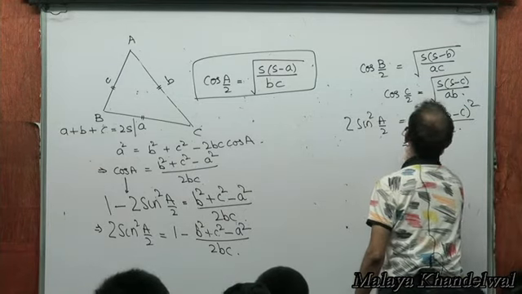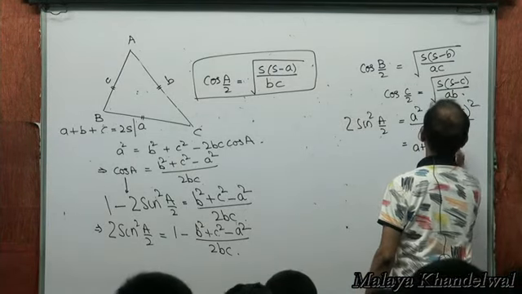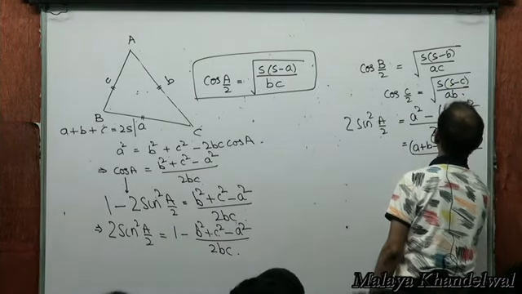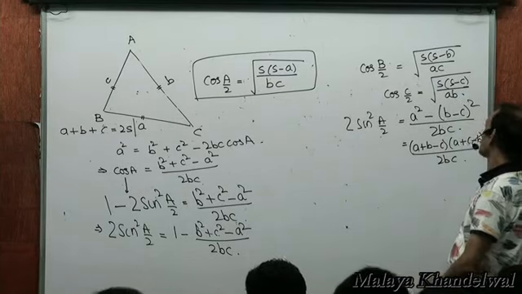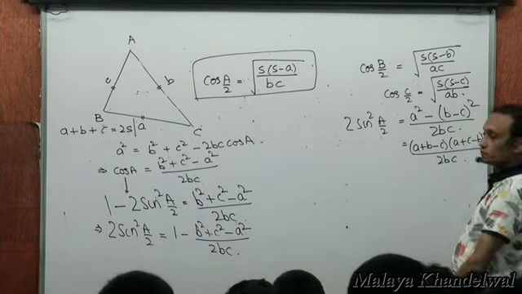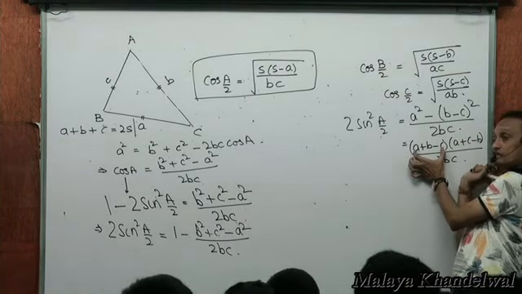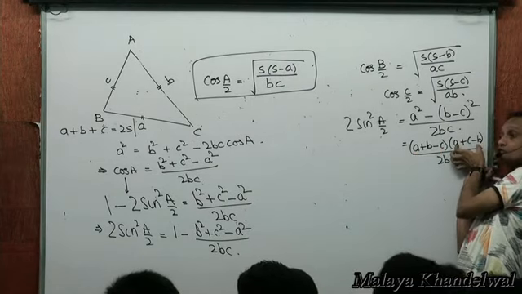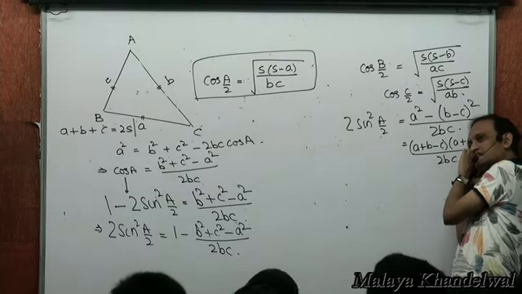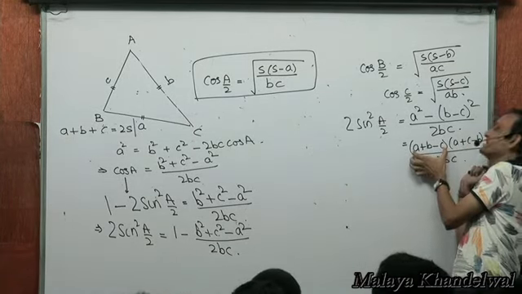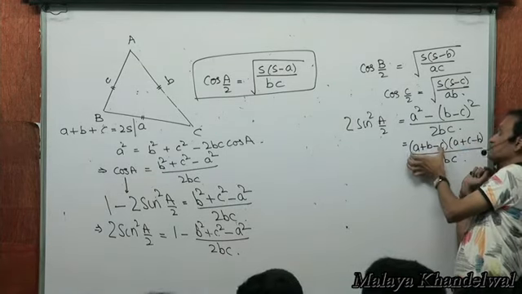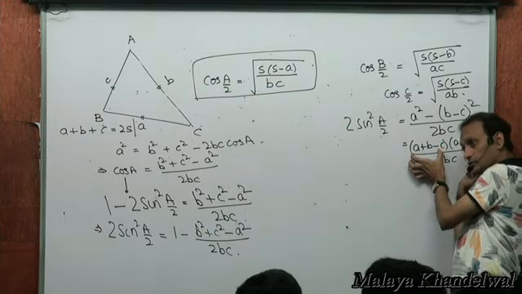This I could have written as (a plus b minus c) into (a plus c minus b) divided by 2bc. Yes or no? This will be 2s minus 2c. This will be 2s minus 2b. Isn't it? a plus c minus b is going to be 2b less than 2s. This is 2c less than 2s. So this is 2s minus 2b. This is 2s minus 2c. Right?